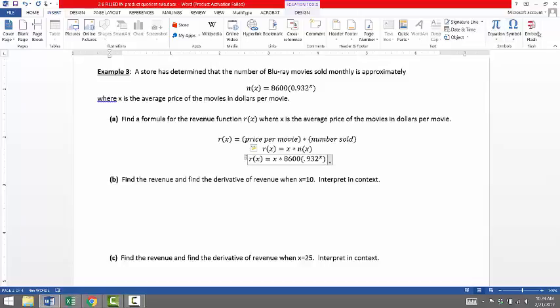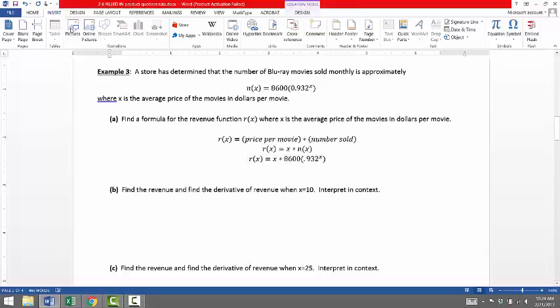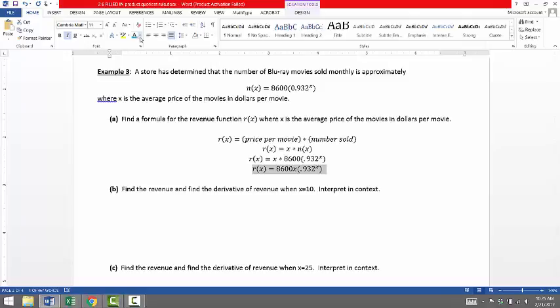Now it is standard that we generally write numerical coefficients out front. So this 8,600 here, I'm just going to switch it with the X. Instead of writing X times 8,600, I'm going to write 8,600X. That's just a more standard way to write that. So this function is 8,600X times 0.932 raised to the X. There is a revenue function that we plug in X that represents the price per movie, and it outputs the revenue they'll earn when they charge that price for the movies.